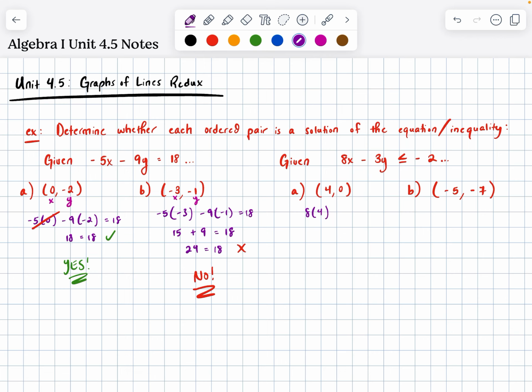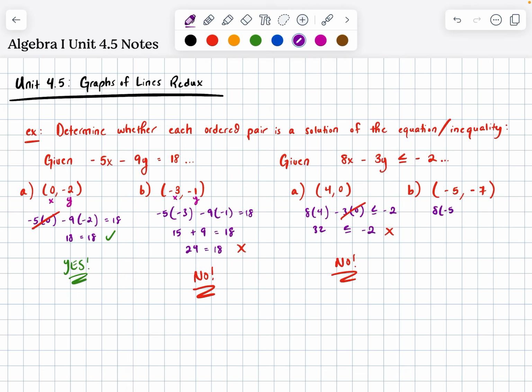4, 0. Again, 4 is going to be my value of x. So I'm going to take 4 and sub it in for x. I'm going to take 0 and sub it in for y. And I want to see, is this less than or equal to -2? 8 times 4 is 32. -3 times 0 is 0, so I can functionally ignore this guy. 32 is not less than or equal to -2, so no, this is not a solution.